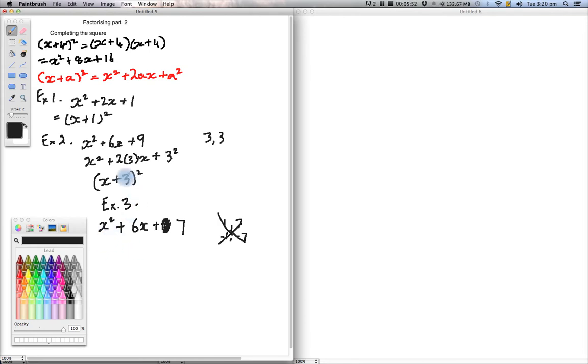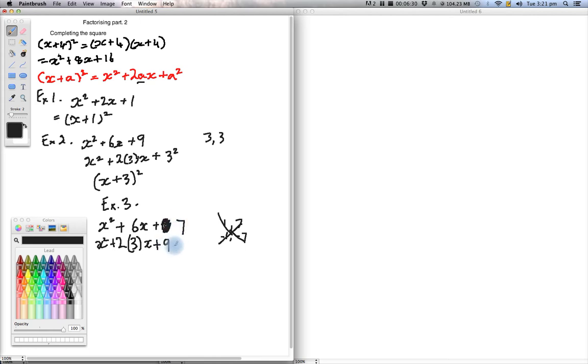But we can use completing the square. And this is how we do it. First we look at this middle term and we change it so that it's in the same form as our formula. So it's x squared plus 2 times 3x. So here 3 is our a in our formula. Now if the end term was a squared, it needs to be 3 squared. So it needs to be plus 9. But it isn't. It's not plus 9, it's plus 7.